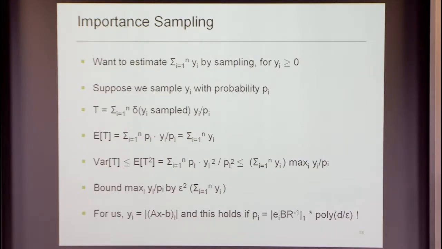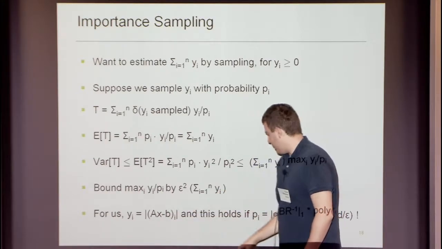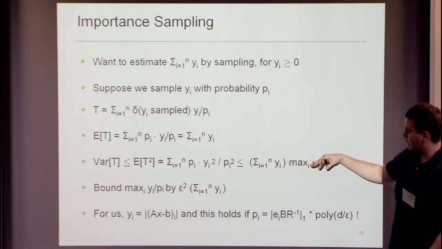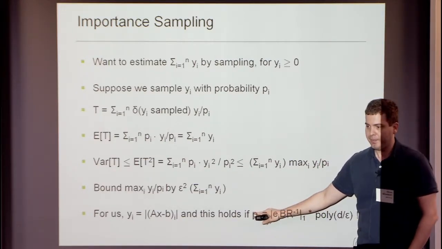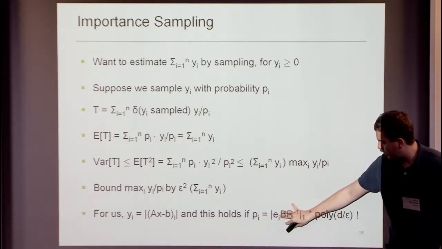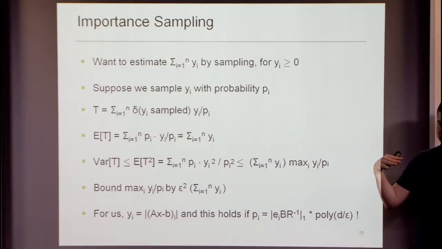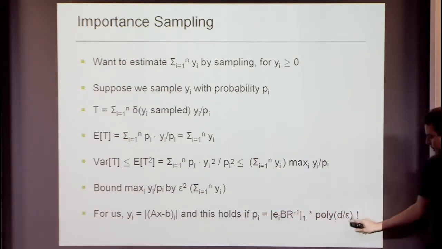What is the expected number of samples that I have? It's the sum of the p_i's. And we said that the overall entry-wise L1 norm of A R inverse is poly(d), something small. So the overall expected number of samples is going to be poly(d).